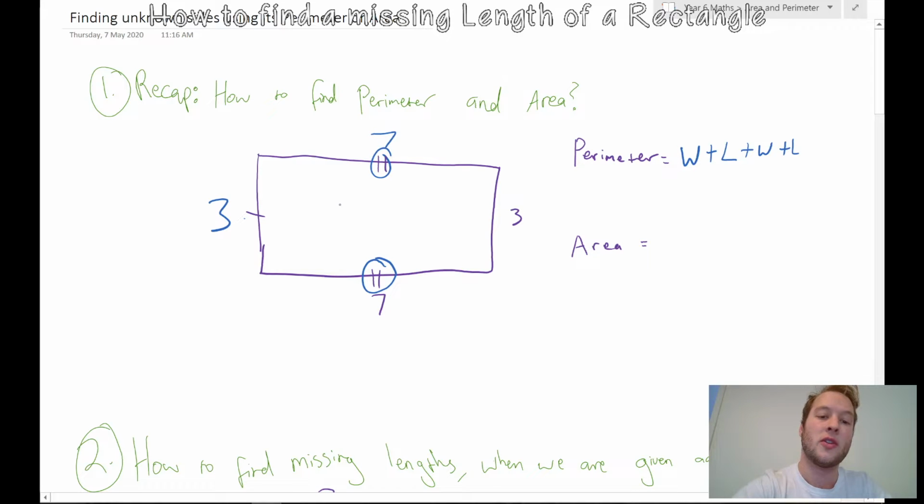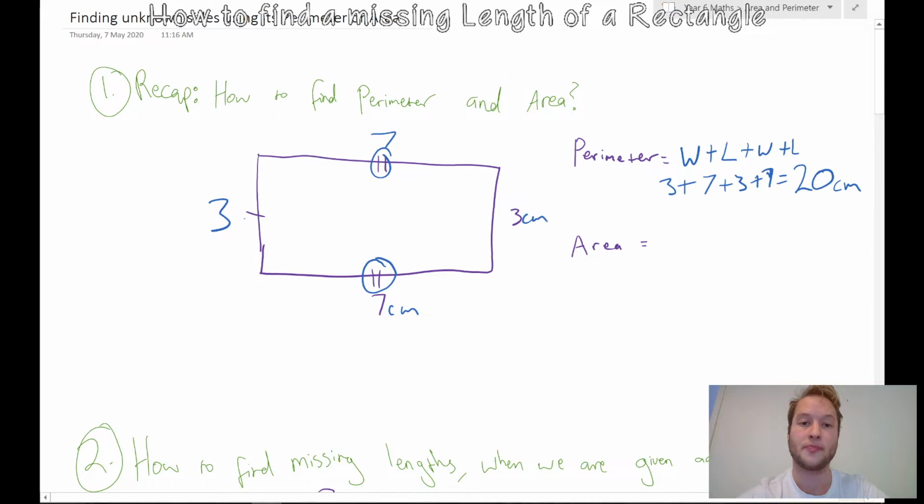So now I can add them all up. I've got my width, which was 3, plus my length was 7, plus 3, plus 7. I do that all together, and that'll be 20. So I say 20 centimeters because these were in centimeters. It's always good to know what it's measured in.